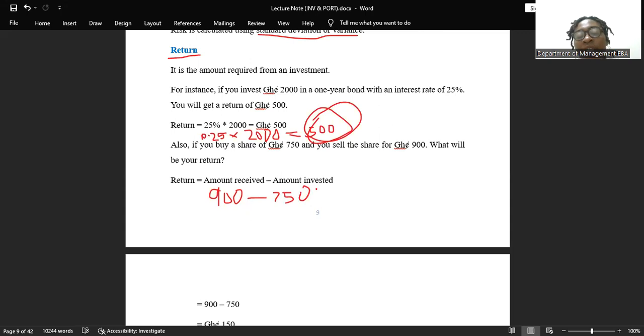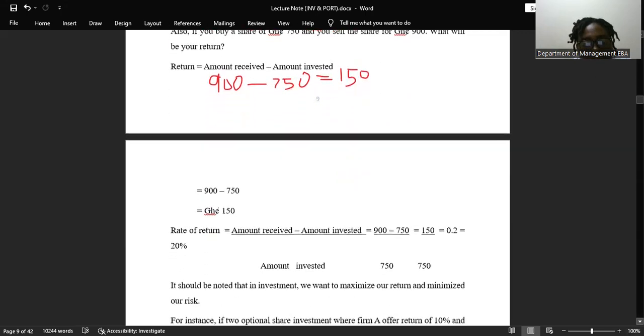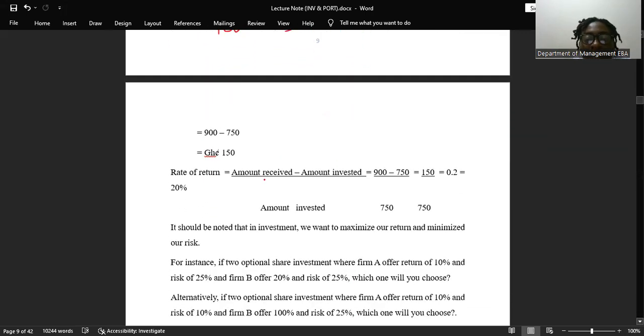And at the end of the day, what are we getting? We are getting 150 Ghana cedi. Okay, 150 Ghana cedi. So that is the return you are getting. Capital gain, a return. Now we have rate of return.